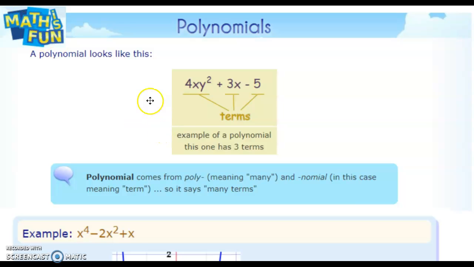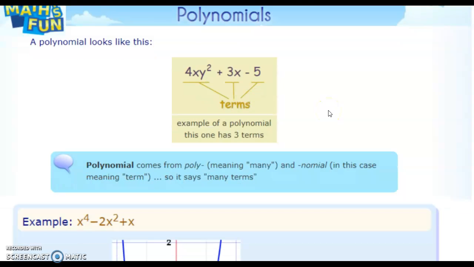So a polynomial is basically from the Greek meaning many terms. A term is any combination of numbers and variables, exponents that are separated by plus or minus signs in between them. So this would be an example of a trinomial. And the only rule is that we're not allowed to have any variables in denominators of fractions, and our exponents all need to be positive and whole numbers.